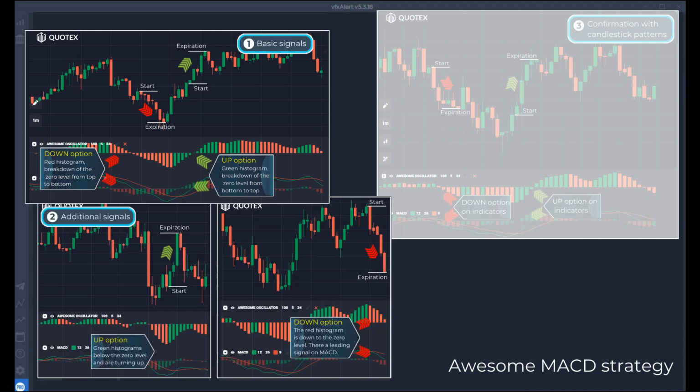Additional signals show local rollbacks and corrections. They also confirm a rollback from the borders of the side channel. They give good results on scalping and periods of high volatility.